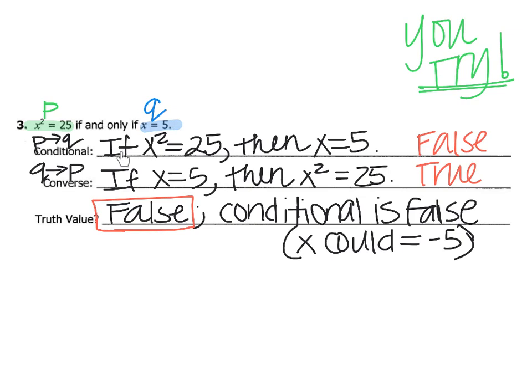We look at our conditional: if x squared equals 25, then x equals 5. This is a false statement because x could equal negative 5. It doesn't necessarily have to equal positive 5. Our converse, if x equals 5, then x squared equals 25, is a true statement. But because it is a conjunction, both have to be true in order for the biconditional to be true. Because one of them is false, the whole thing is false, because the conditional is false, since x could be negative 5.